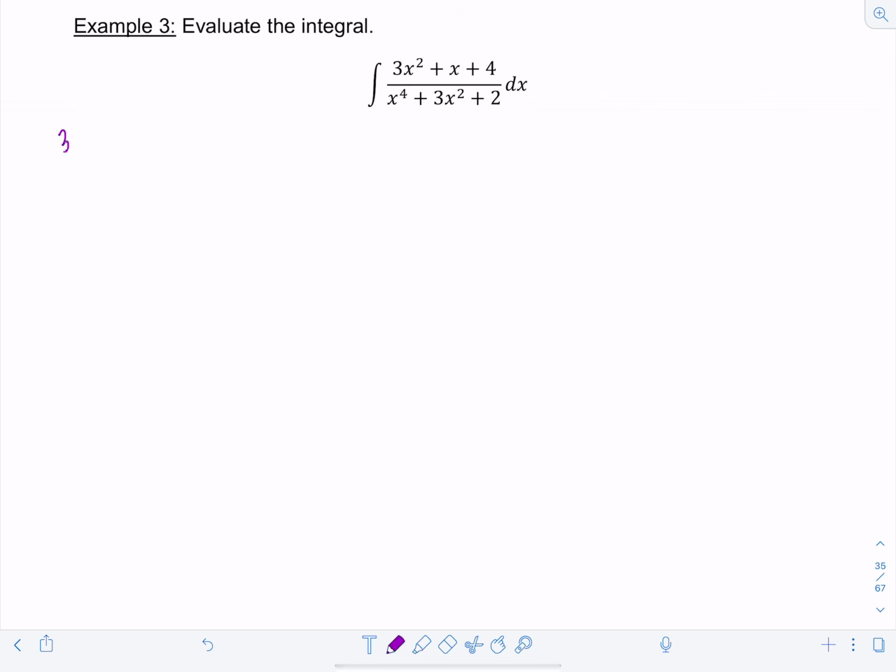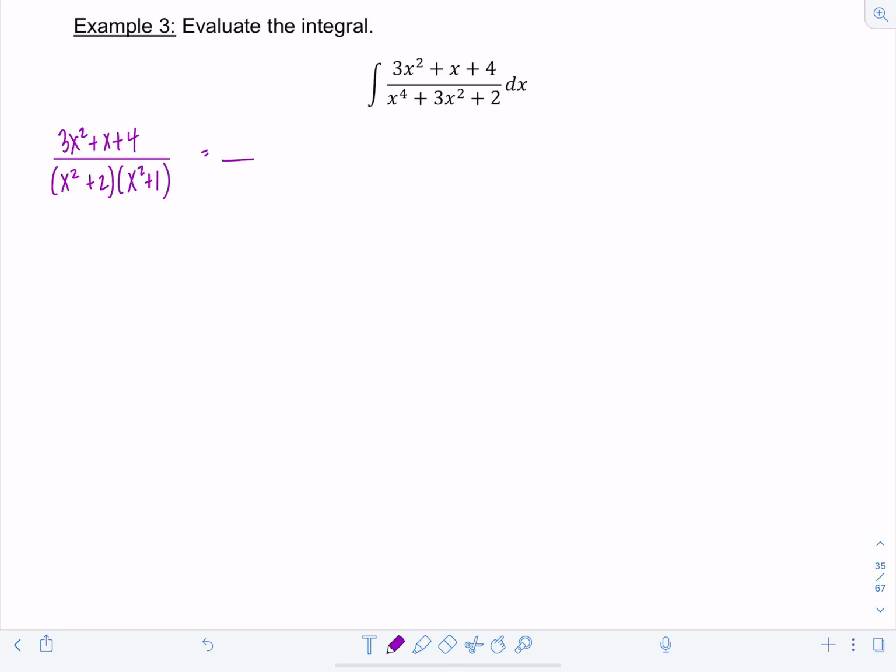We've got 3x squared plus x plus 4 over, now let's factor the denominator. It's going to factor into (x squared plus 2) times (x squared plus 1). Now notice I can't factor any further. x squared plus 2 and x squared plus 1, those are sums of squares, so they're completely factored as is.